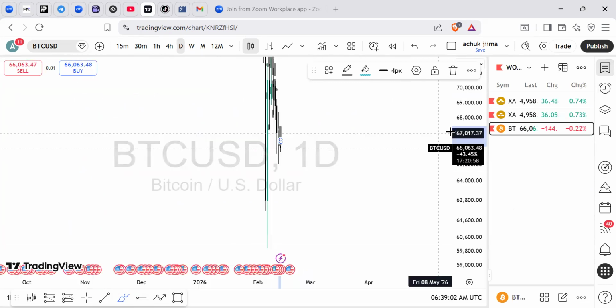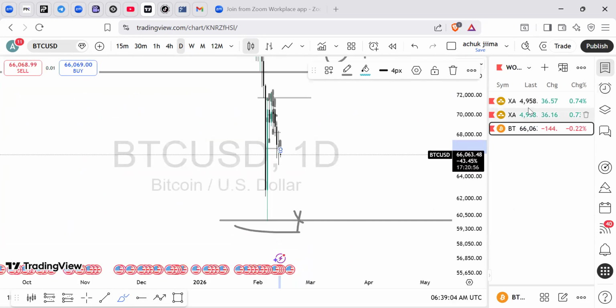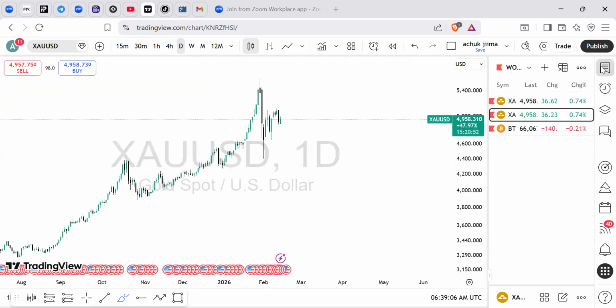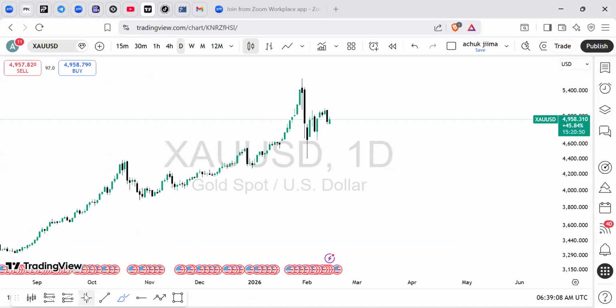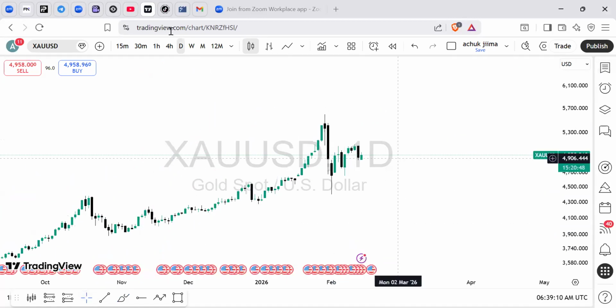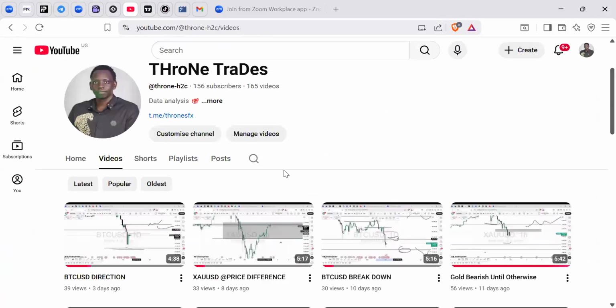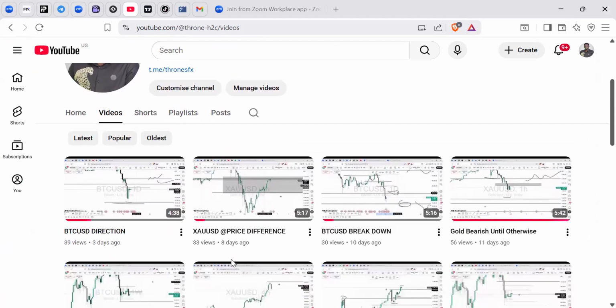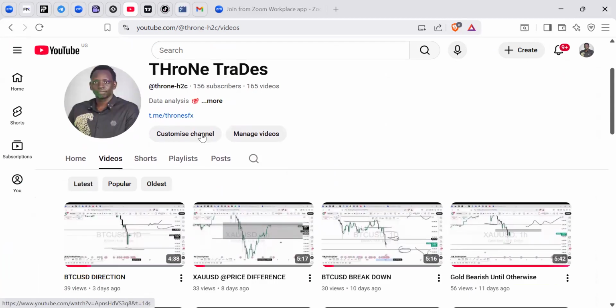So switching on to gold, which we wanted to do originally, this is gold on the daily time frame. I wanted to look at it and break it down for you. Again, if you come to YouTube Throne, look at our last video here. I had explained gold at price difference. The second last video, you just come to Throne, gold at price difference. That is 8 days ago.